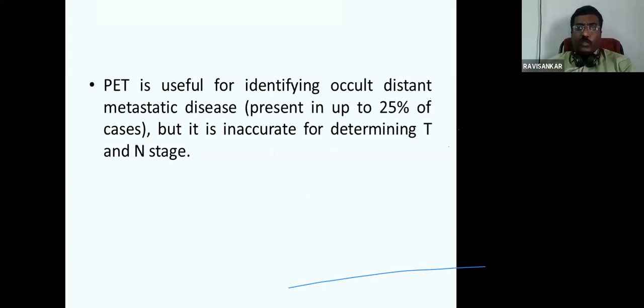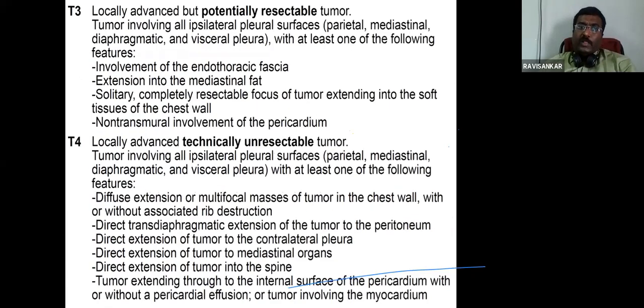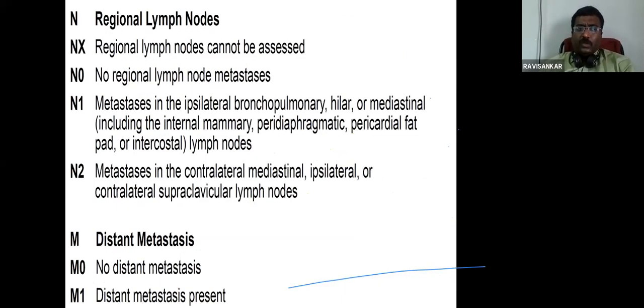PET-CT is useful only to find out the distal metastatic disease. This is a TNM staging, but you don't have to remember it very much for testing. Usually, when the disease is confined only to the pleural cavity, it is called a T1 tumor. When there is involvement of the lung or the visceral pleura, or the underlying muscle, it is considered a T2 tumor. When they have involvement of the mediastinal fat, endothoracic fascia, where they are potentially resectable, they are known as T3 tumors. Remember that. The notes you don't have to remember.